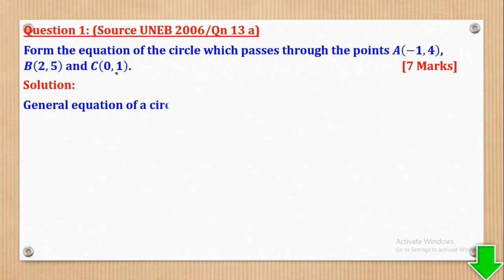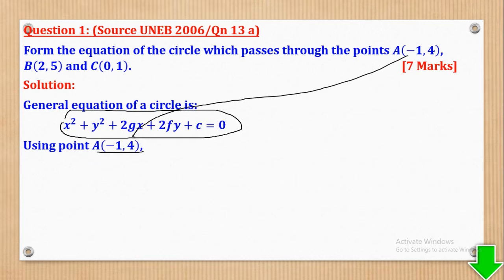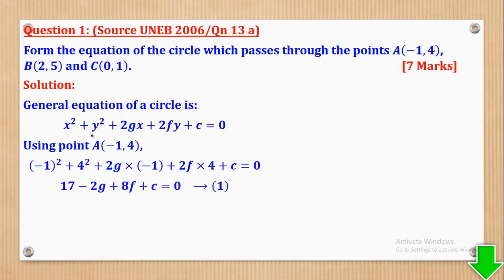Each time you see 3 points passing through a circle and they tell you to get the equation of the circle, always this will be the procedure. The first thing is to state the general equation of the circle from your mathematical logbook. The next is to remember that these points must satisfy the equation of the circle. Therefore, when I use point A, which is (-1, 4), it implies that our x will be -1 and y will be +4. Therefore, I substitute for x and y and come up with an equation which has g, f, and c.